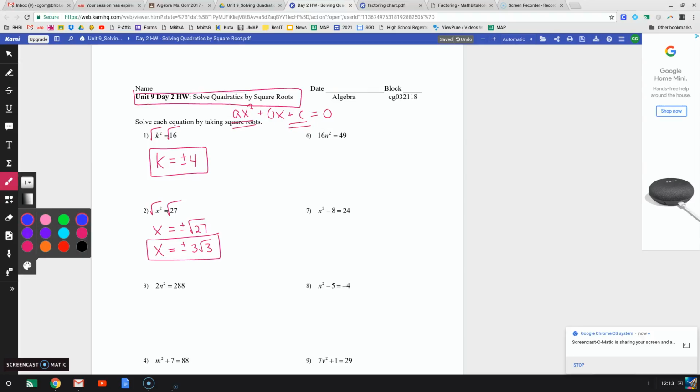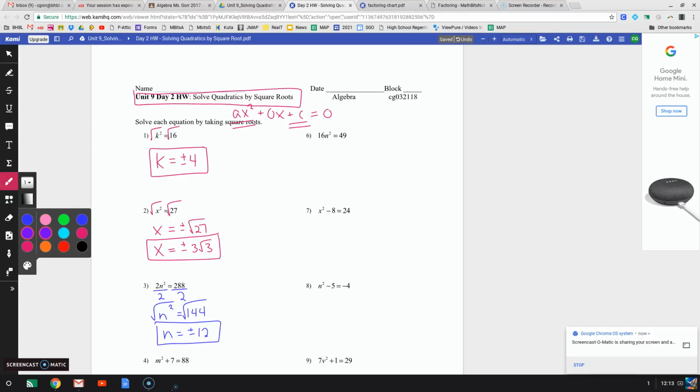In number 3, the number 2 is not a perfect square. So what we're going to do is we're going to divide by my 2 first. And now I have n squared equals 144. Well, now I can take the square root of both sides, and the square root of 144 is plus or minus 12.